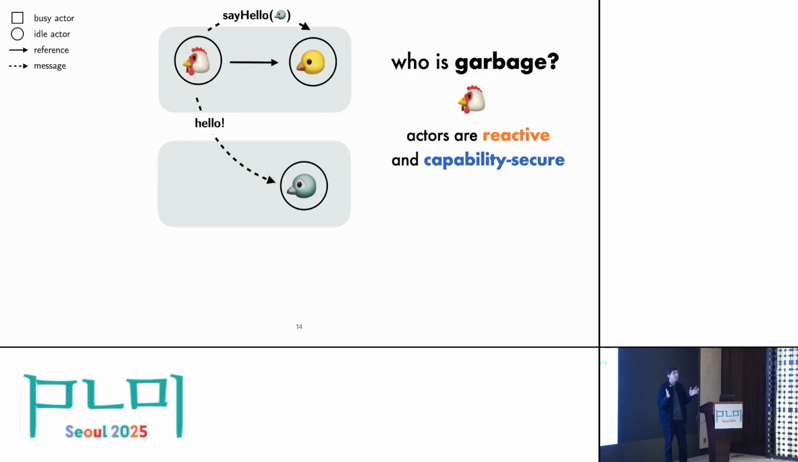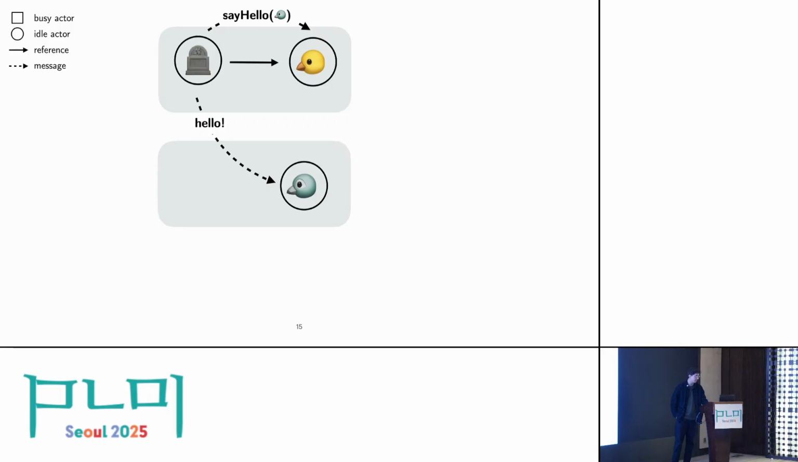So actors are fundamentally reactive, which means that they only process things, they only do computation when they receive a message. So if this chicken is idle right now, it's not doing anything, and it doesn't have any incoming messages, so that is a strong candidate. The other thing that you need to remember is that actors are capability secure, by which I mean that gray bird, it's not going to be able to gain a reference to the chicken because there's just nowhere for it to come from. So we can see now, hopefully, that there's no way for anybody to send a message to the chicken, and therefore the chicken is garbage. I should have really picked better emojis.